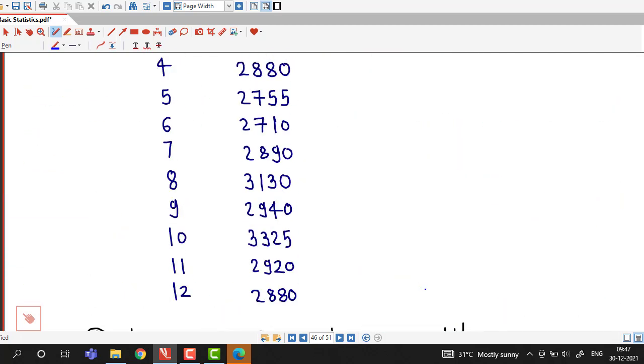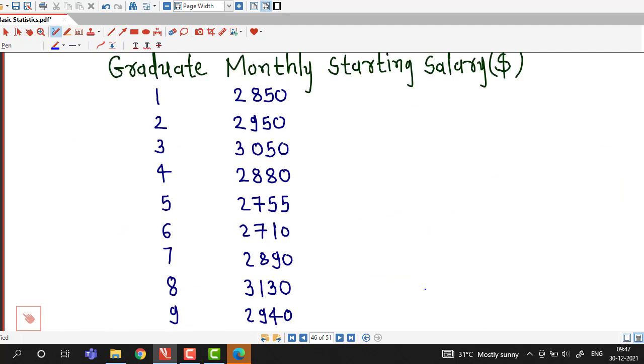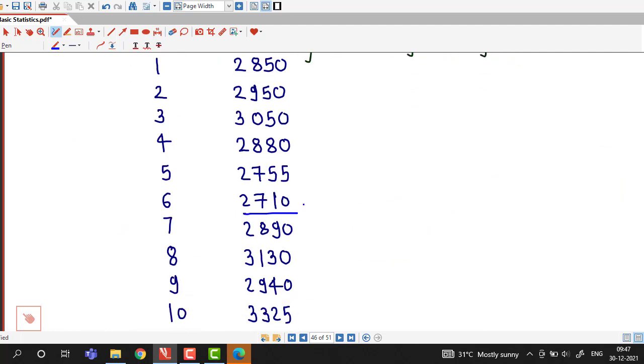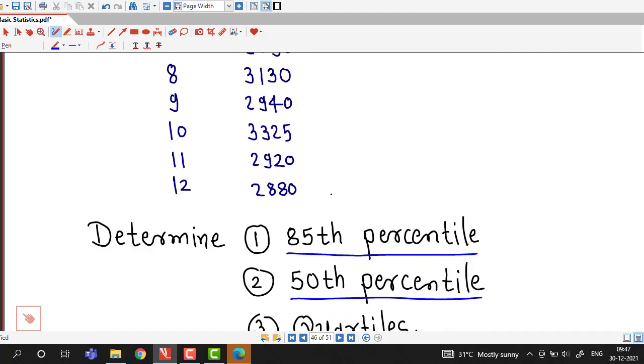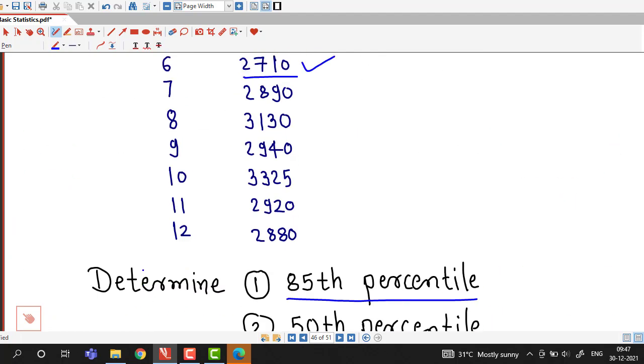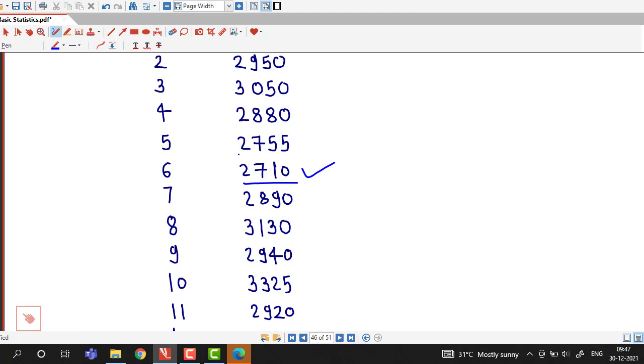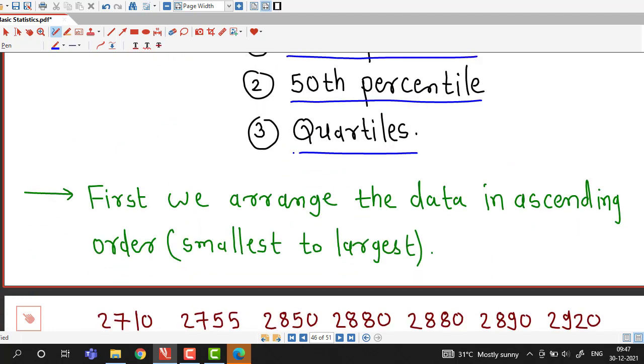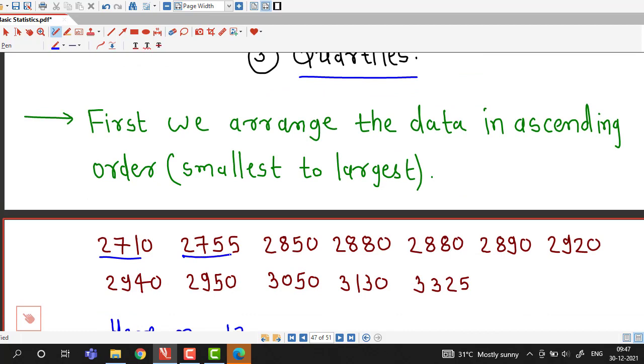We have observed all these observations and we find that 2710 is the smallest value, so we have written that here. Then we have 2755. In that way we look at each and every observation and we have arranged this data in ascending order, starting from the smallest to the largest value.